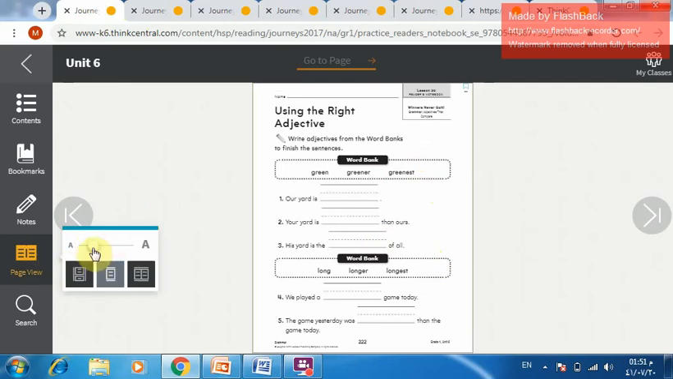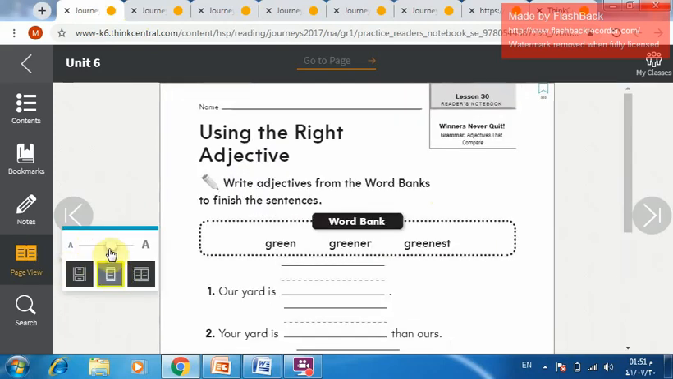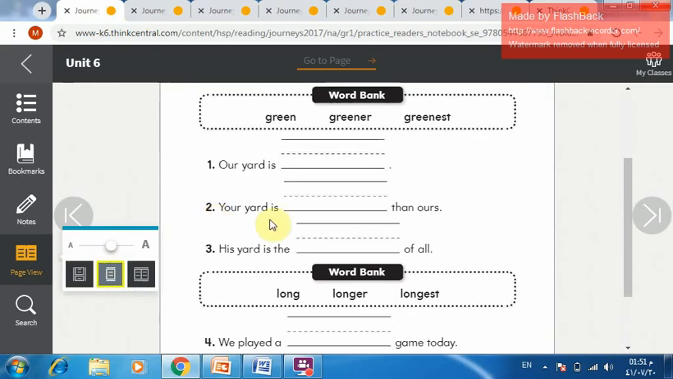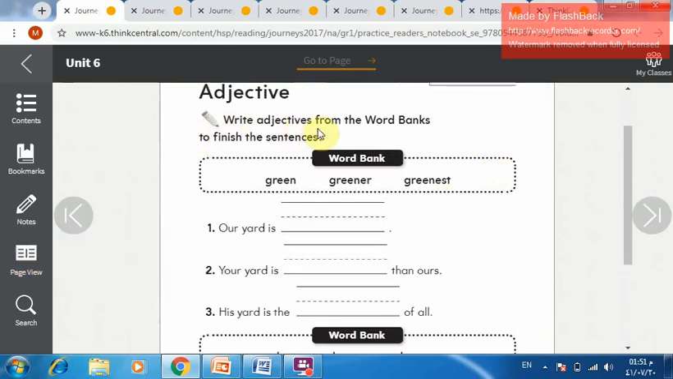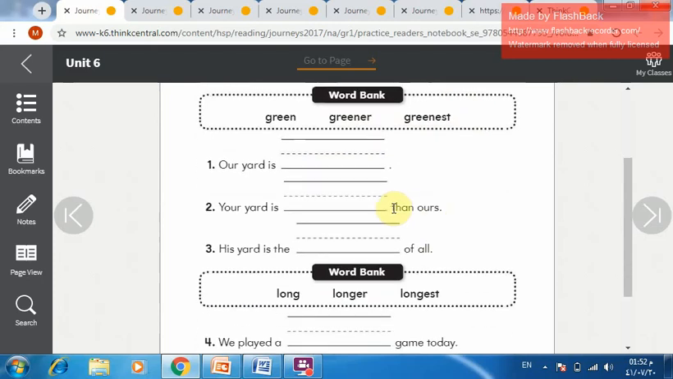Get ready. Okay. Write adjectives from the word banks to finish the sentences. This is the word bank. 3 words in here: green, greener, greenest. So we have 3 adjectives here. 2 of them here are comparative, and this one is superlative. Number 1. Our yard is green, greener, greenest. Which word is correct? Which adjective should I use here?